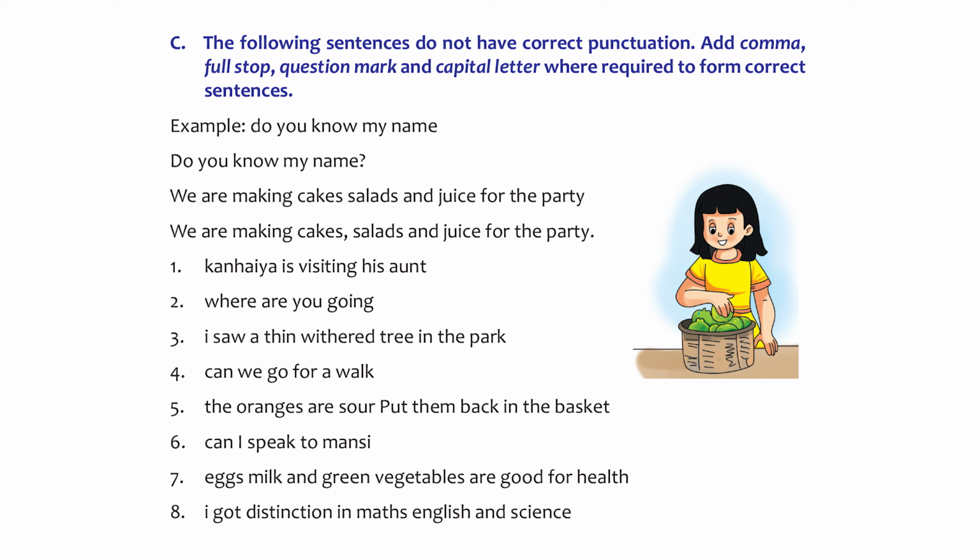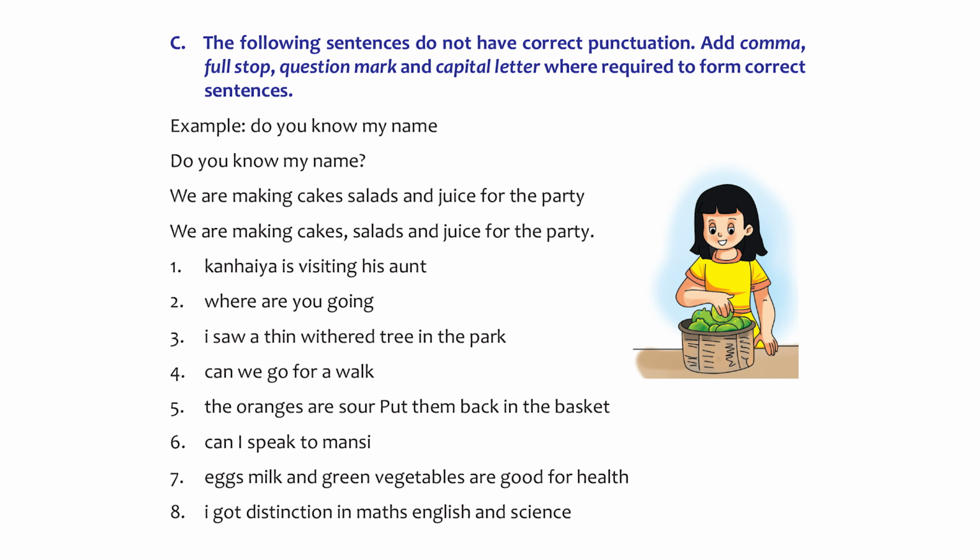Kanhaya is visiting his aunt. So here, Kanhaya is a proper noun. So we need to write K as a capital letter and we need to put a full stop at the end. Second one, where are you going? There, W needs to be in capital. It's at the beginning of the sentence and at the end we need to have a question mark.